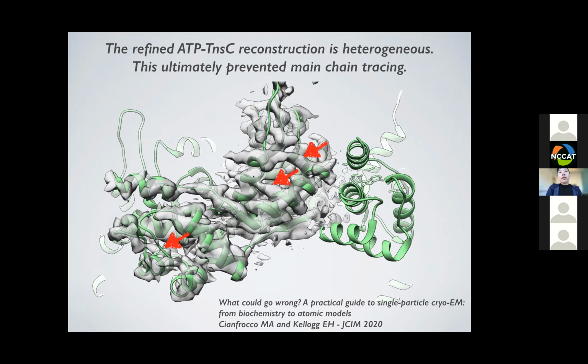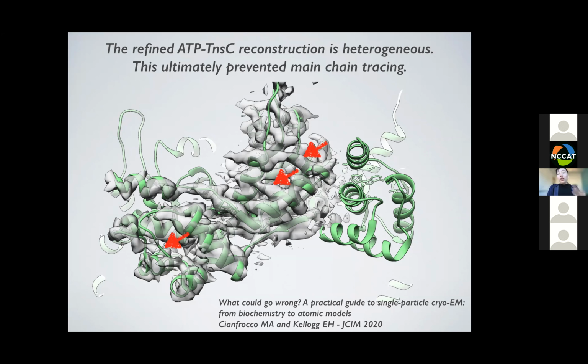And the reason why is because we were seeing all of these connections here. And you can see that actually these are not due to the main chain. This is due to side chain density that's kind of bleeding through. And so because of this, we were unable to get a correct polypeptide trace at this stage. And if you want to learn more about how you can recognize this, then read this guide. So this is actually in the ATP bound state, and so we weren't able to get an initial model from this.